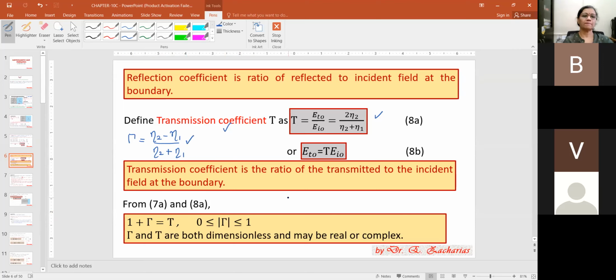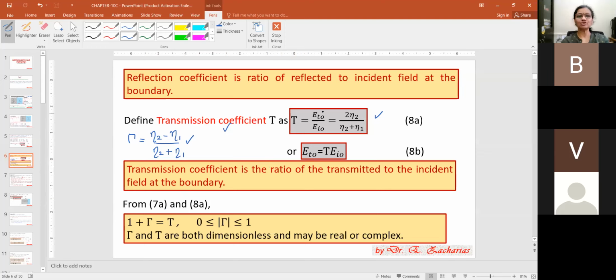Okay. When can it become equal to 1? It can become equal to 1 when eta 1 is 0. If eta 1 is 0, then your reflection coefficient gamma can be 1. Otherwise, normally it will lie between 0 and 1. And again, by manipulating these two, you can show that 1 plus gamma equal to tau. Okay, that's the relationship between the transmission coefficient and reflection coefficient.